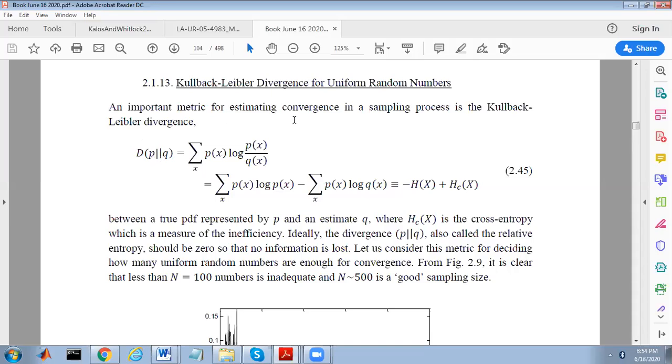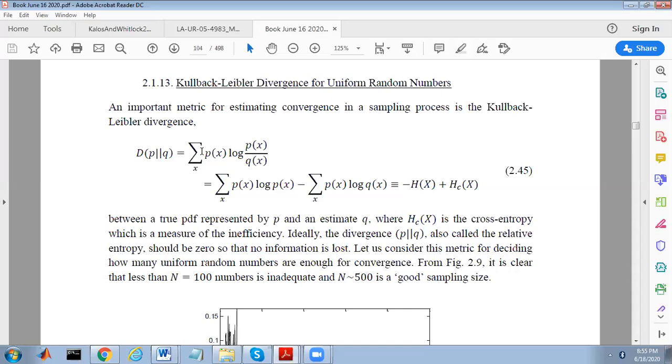Now, why is it called a divergence? It's called a divergence because the reference is very important. So if you go from city A to B and the distance is 300 kilometers, then it's always the case that the distance from B to A is also 300 kilometers. But in this case, it's not like that. If P is your reference, then you get a certain answer. But if Q is your reference, then you get a certain other answer.